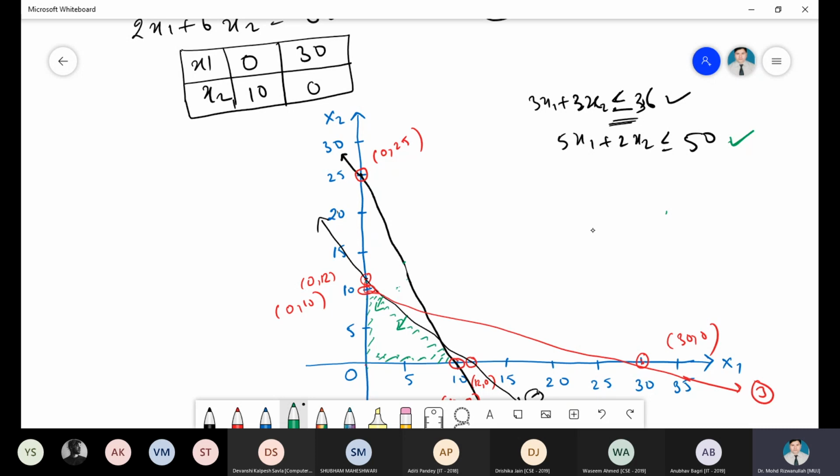Now the problem is your corner points. What are your corner points? This is your corner point, called A. This is your corner point, called B. This is your corner point called C, and this is your corner point called D, right? It will be like this shape. So this point, this point, this point, this point, and this.